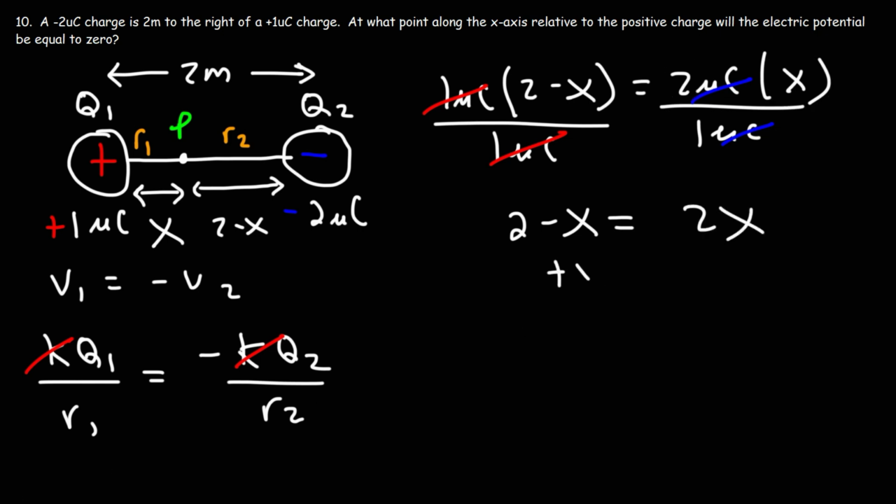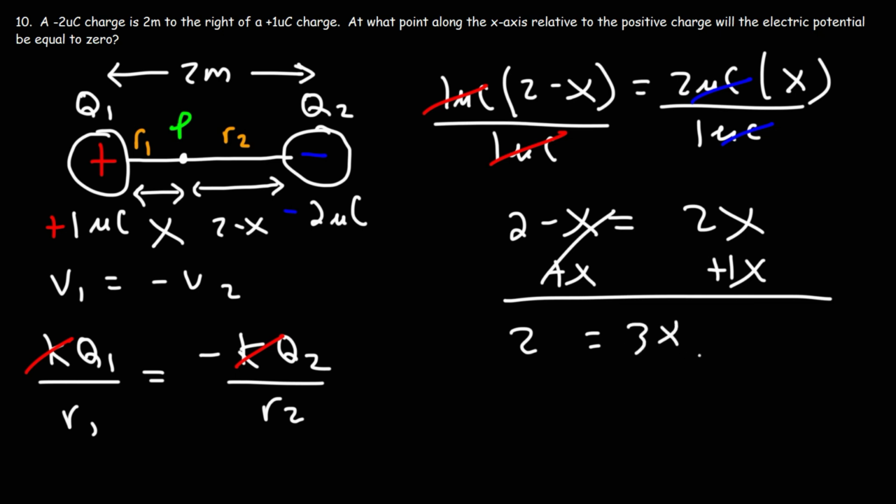So now what we need to do is add X to both sides. These cancel. We can bring down the 2, and then 2x plus x, or 2x plus 1x, is 3x. Dividing both sides by 3, we get that x is 2 over 3. So 2 over 3 as a decimal is 0.6 repeating, or we can round that and say 0.67.